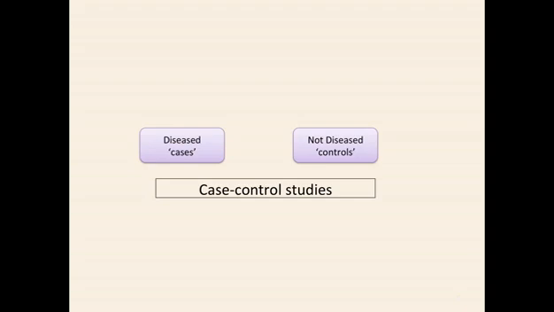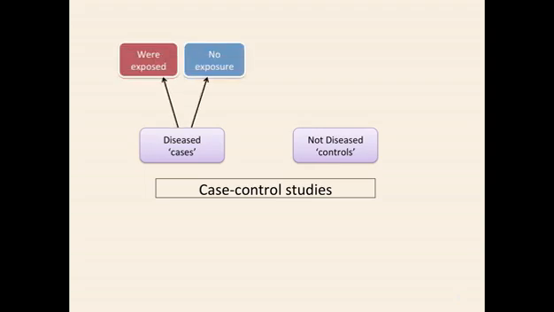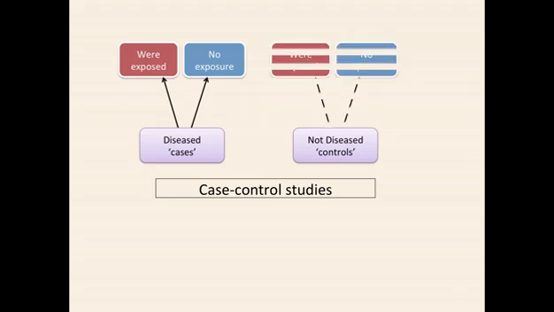Now, let us see the design of a case control study. In a case control study, you always start with two naturally occurring groups: those who have the disease, that is cases, and those who do not have the disease, that is controls. You then investigate these groups to determine how many were exposed to the risk factor of interest in each group. At the end, you will get four cells: cases who are exposed, cases who are not exposed, controls who are exposed, controls who are not exposed.